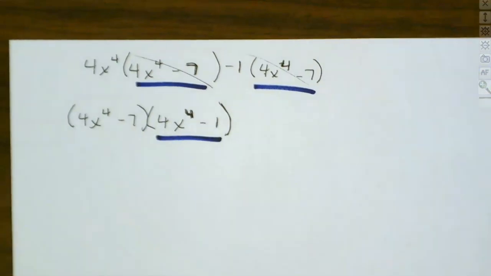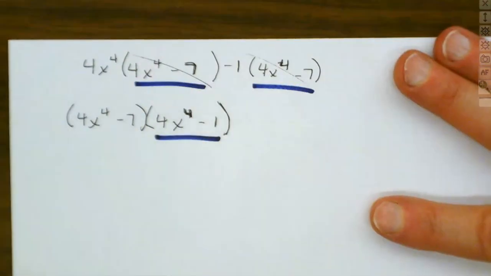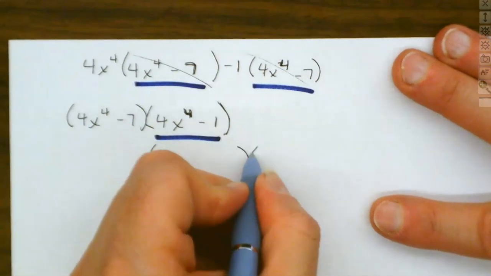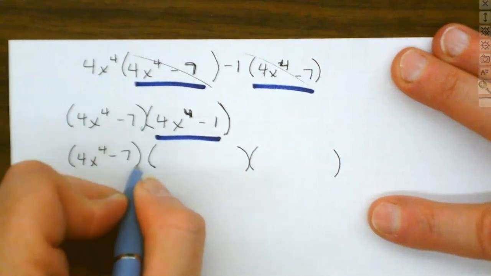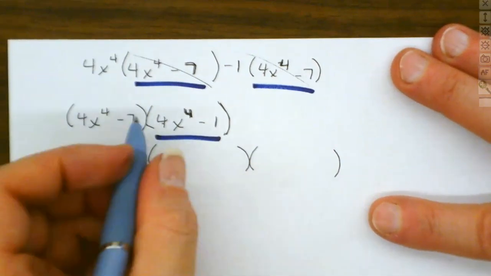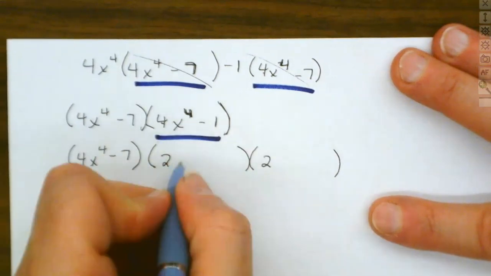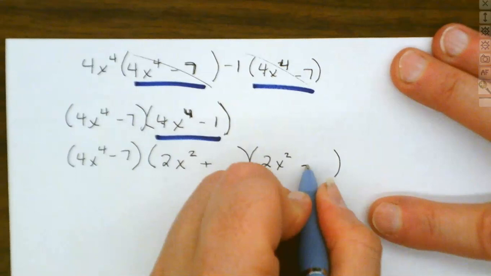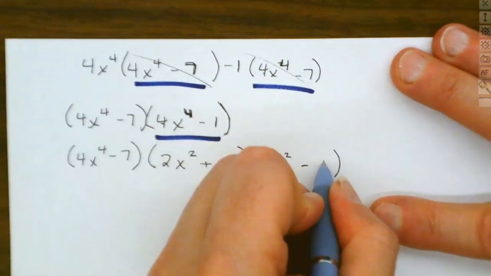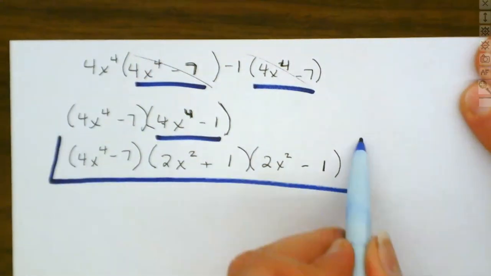This one can go again, because 4 is a perfect square of 2, and 1 is a perfect square of itself. X to the 4th can split up. So this is an additional difference of squares. 2 squared is 4, so we need a 2 and a 2. X to the 4th splits up into x squared and x squared. We have a plus, we have a minus, and 1 is a perfect square of itself. So that is as far as we can possibly go.